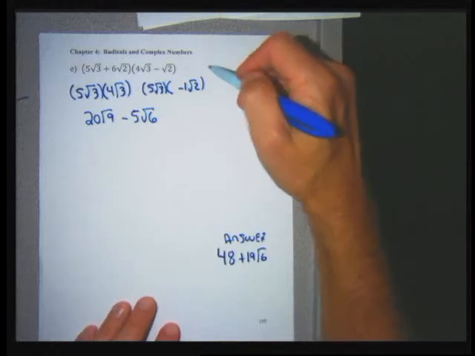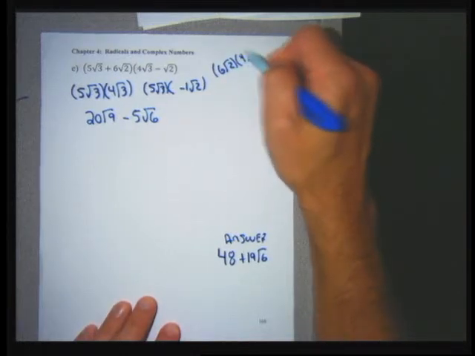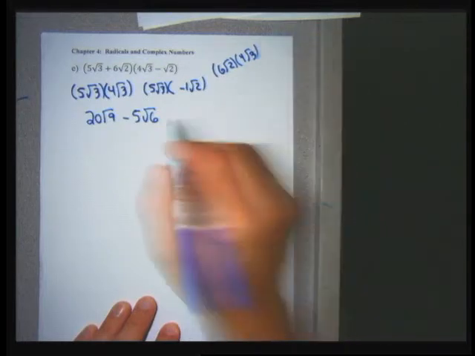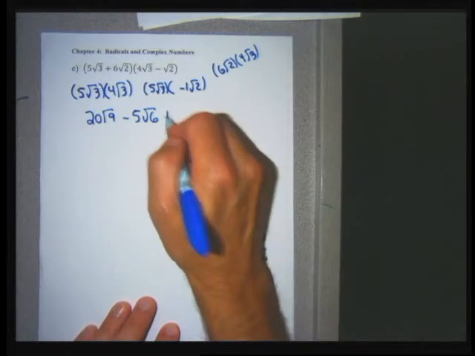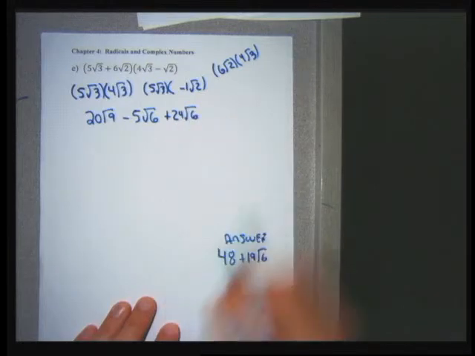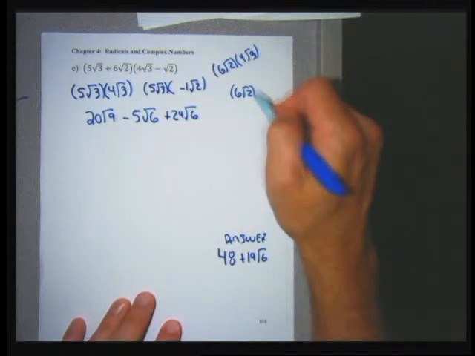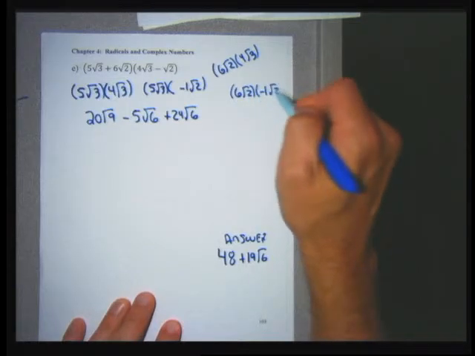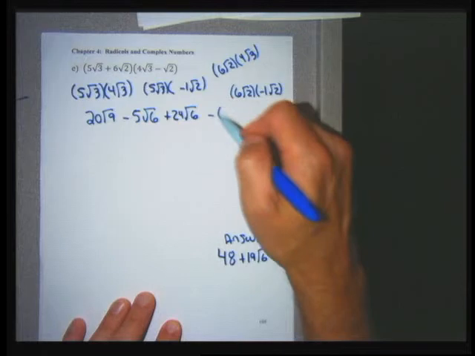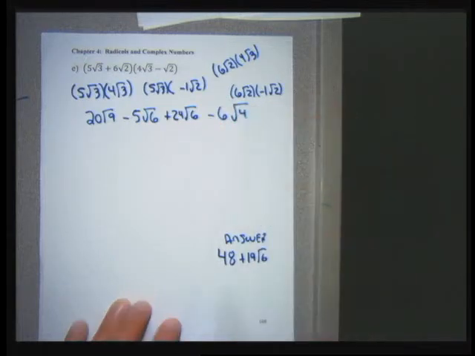My inners are 6 square root of 2 times 4 square root of 3. I multiply the 6 and the 4 and get a positive 24. I multiply the 2 and the 3 and get a 6 under my radical. And then the last, 6 square root of 2 times negative 1 square root of 2. 6 times negative 1 is negative 6 in front of the radical. 2 times 2 is 4 under the radical.